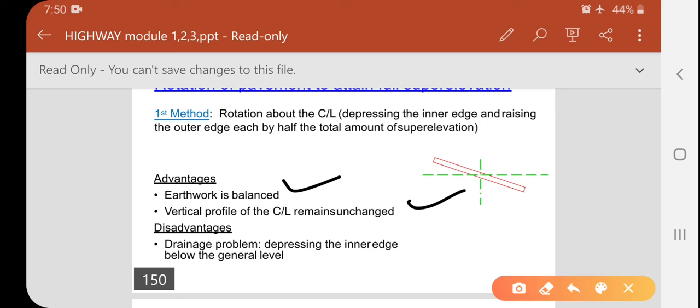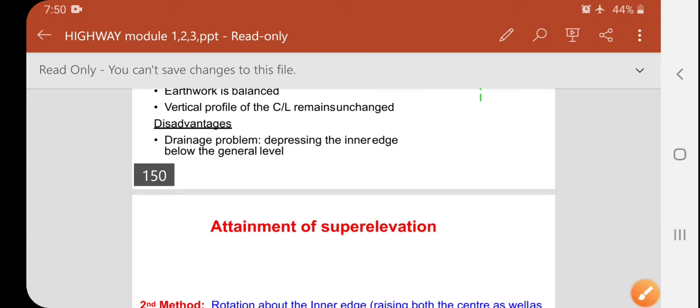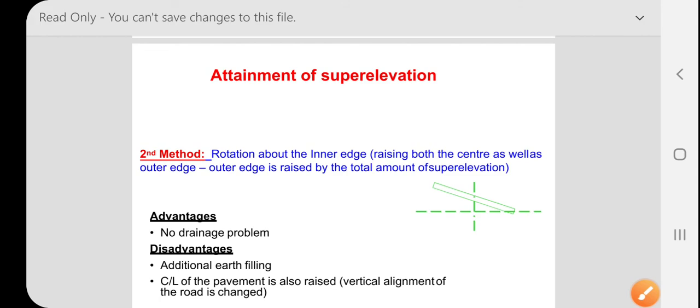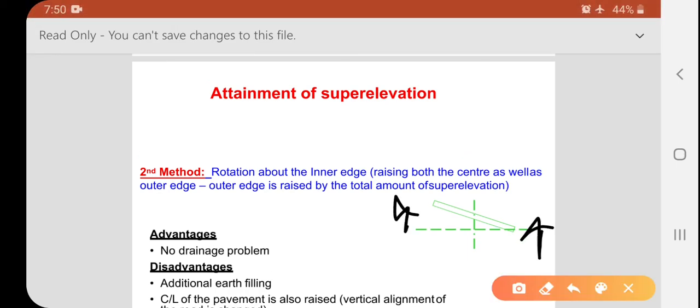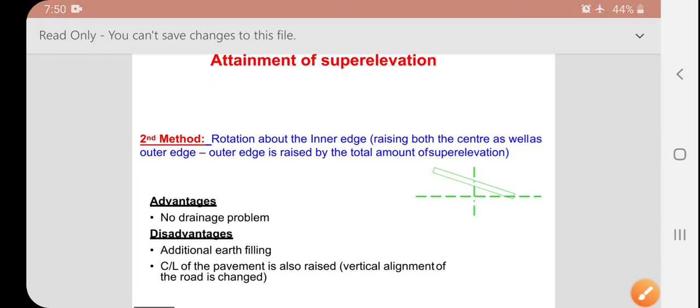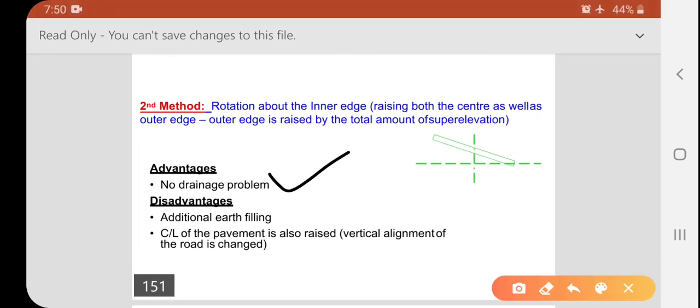What are the disadvantages? Drainage problem, depressing the inner edge below the general level. Next, second one, attainment of super elevation. Second method, rotation about the inner edge as well as the outer edge. Nothing but here we are providing both edges above the center level. Here no drainage problem. Advantages, but disadvantages, additional earth filling. So here we need to fill here also and here also. In total, two cases we need to fill the earth. The super elevation of the pavement is also raised.